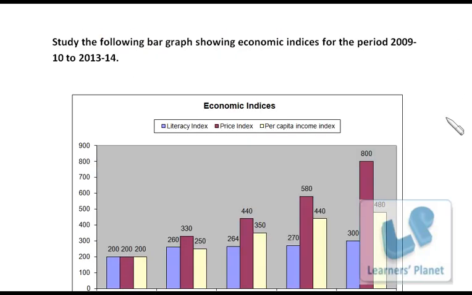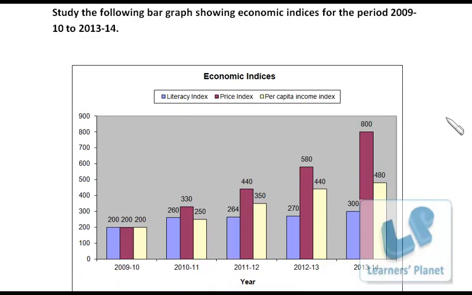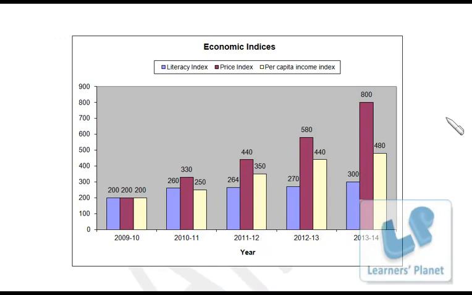Now in this set of questions, the instructions over here: study the following bar graph showing economic indices for the period 2010 to 2013-14. So the economic indices over here are literacy index, price index, and per capita income index, and this bar graph is given over here. So let's move to the first question.